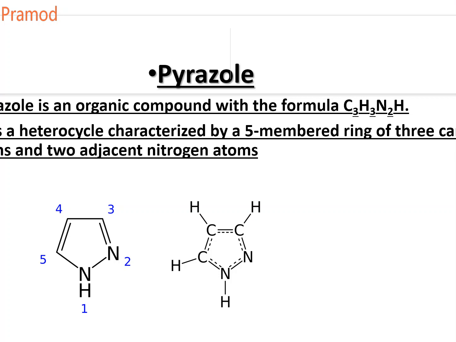So that is pyrazole. Formula C3H3N2H. One saturated and one unsaturated nitrogen. So preference will be given to the saturated nitrogen, that NH. The numbering, the naming, will start from NH.